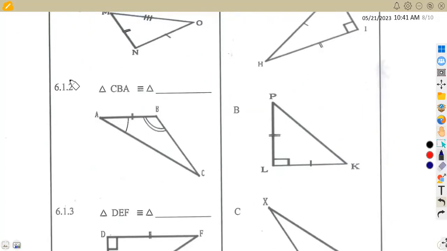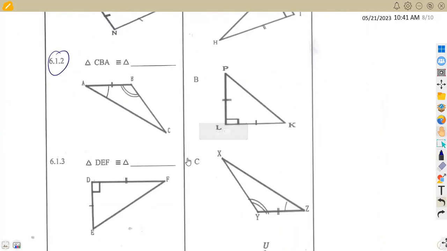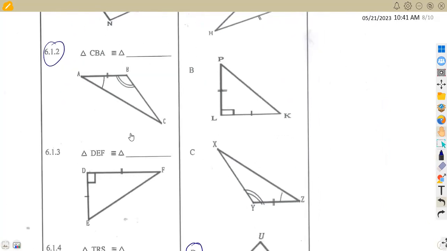We move on to 6.1.2, triangle CBA. CBA, this type of triangle, where do we see it? We see it on this part here, that is C. This is what we see where we're given X, Y, Z. These two are actually the same if we check. So this is for C. So our C here is our answer.